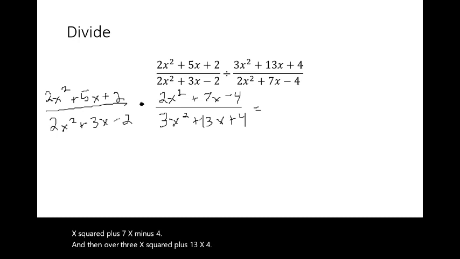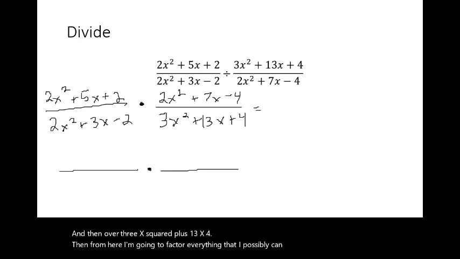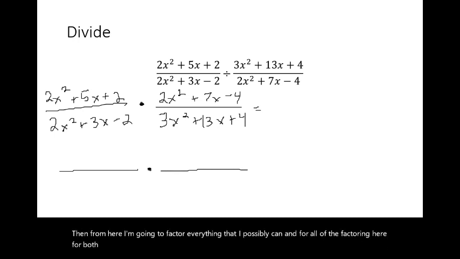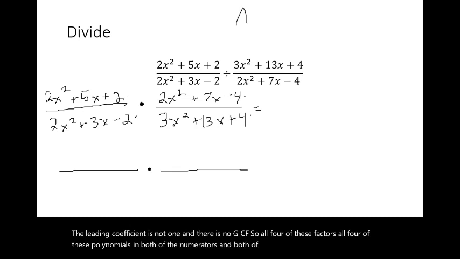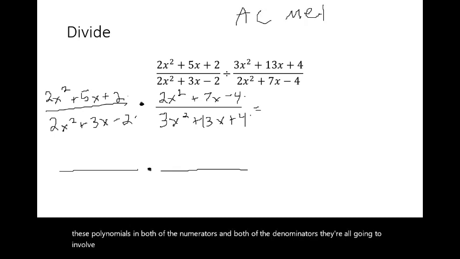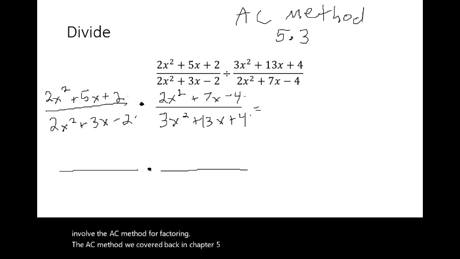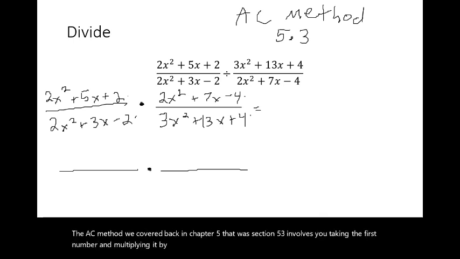Then from here, I'm going to factor everything that I possibly can. And for all of the factoring here, for both the numerators and the denominators of both fractions, the leading coefficient is not 1, and there is no GCF. So all four of these polynomials are going to involve the AC method for factoring. The AC method we covered back in Chapter 5, Section 5.3, involves taking the first number and multiplying it by the last number and then factoring by grouping.